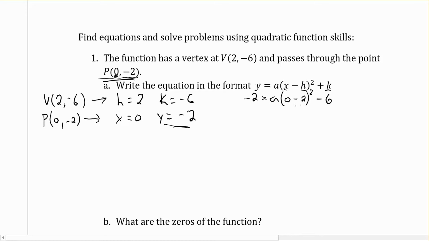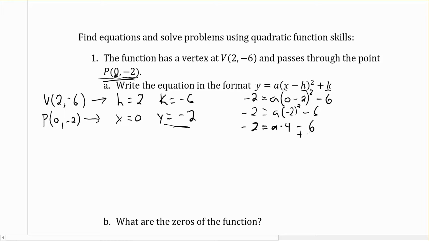Let's simplify this a little bit more. That just turns into -2 is equal to a times (0 - 2) squared, minus 6. Now, don't mess this up: (-2) squared is 4, so it's a times 4, minus 6. Now, what we have to do is get the a on its own, so this -6 has to go over.